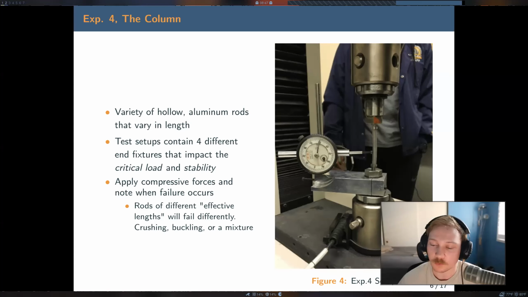We hook the rods up to the fixtures, and then we apply a compressive force, and we'll see when each rod fails. It's either going to fail by basically crushing, and that'll be our short rods, or it'll buckle out a lot. The really long rods are going to deflect outwards quite a lot. We are going to look at the differences for all of these rods, what the maximum load is before it fails, and how it failed.